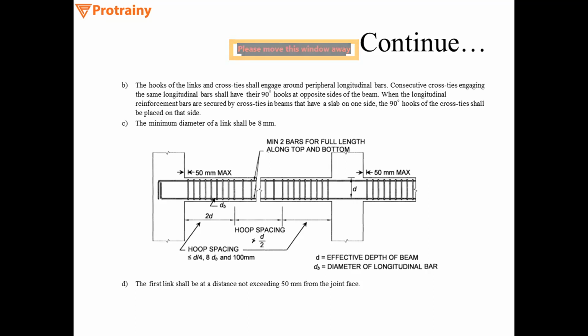But keep in mind that links or stirrups shall start after a 50 mm spacing from the column face. The first link shall be at a distance not exceeding 50 mm from the joint face. Another point mentioned in the diagram is a minimum of 2 bars for full length along the top and bottom, as I have told you earlier.